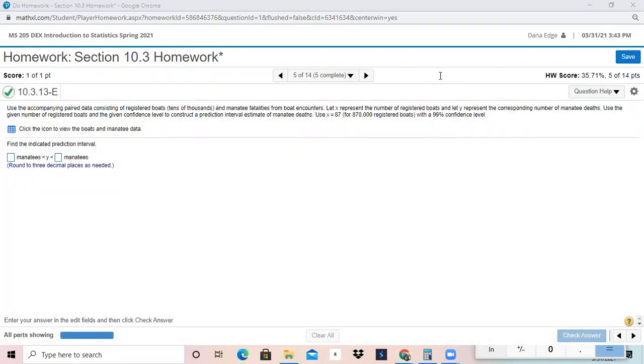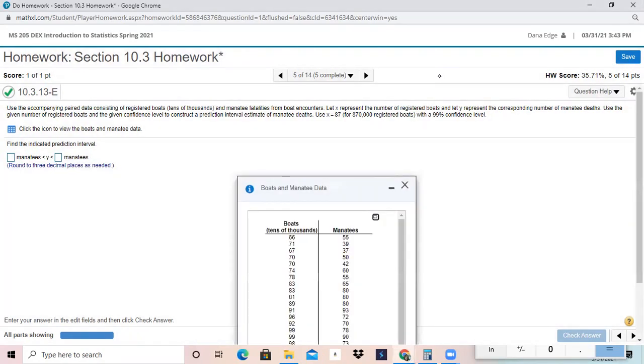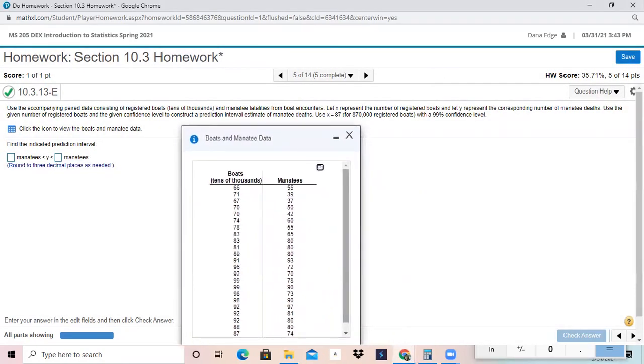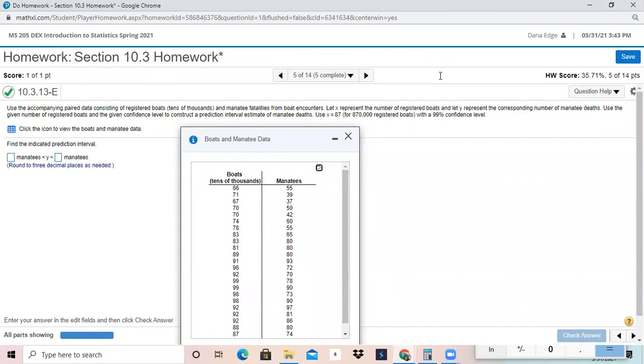Good enough. Let's take a look at another one, because we're getting to the point now where we're going to have to start calculating everything ourselves. Use the accompanying paired data over here, consisting of registered boats in tens of thousands and manatee fatalities from boat encounters.